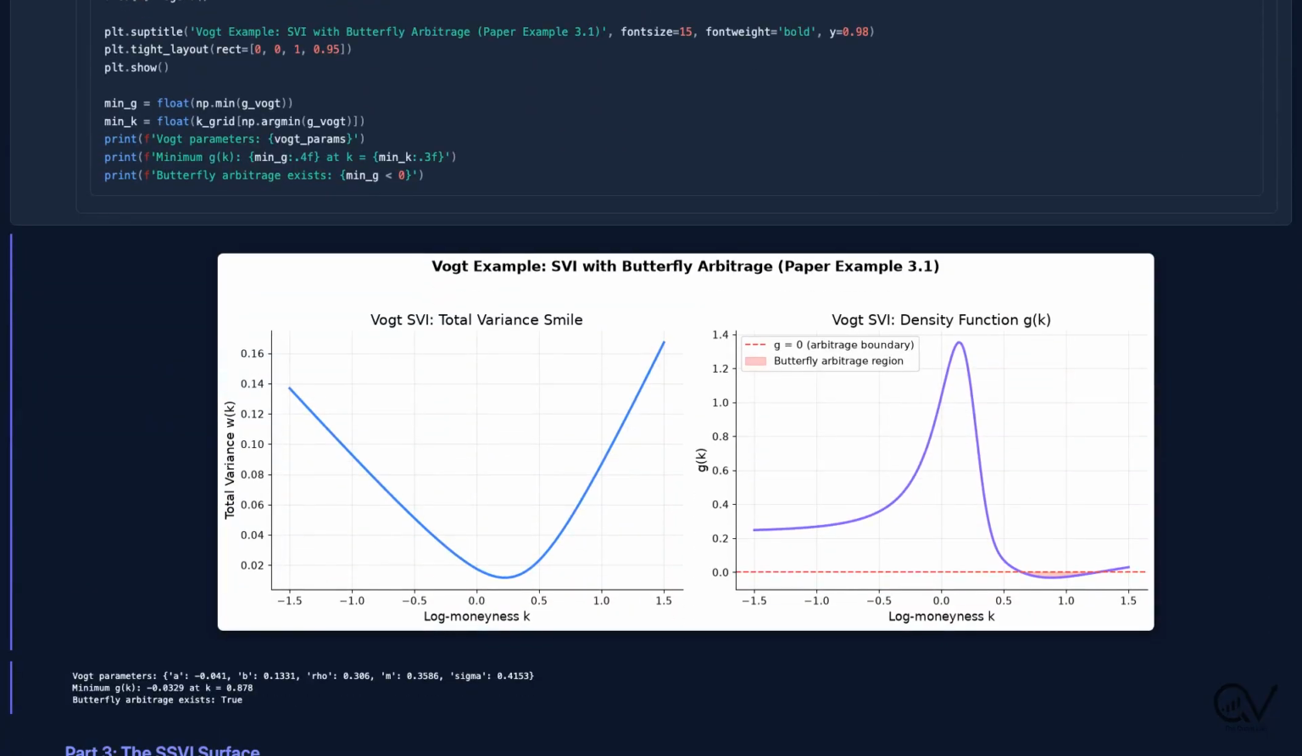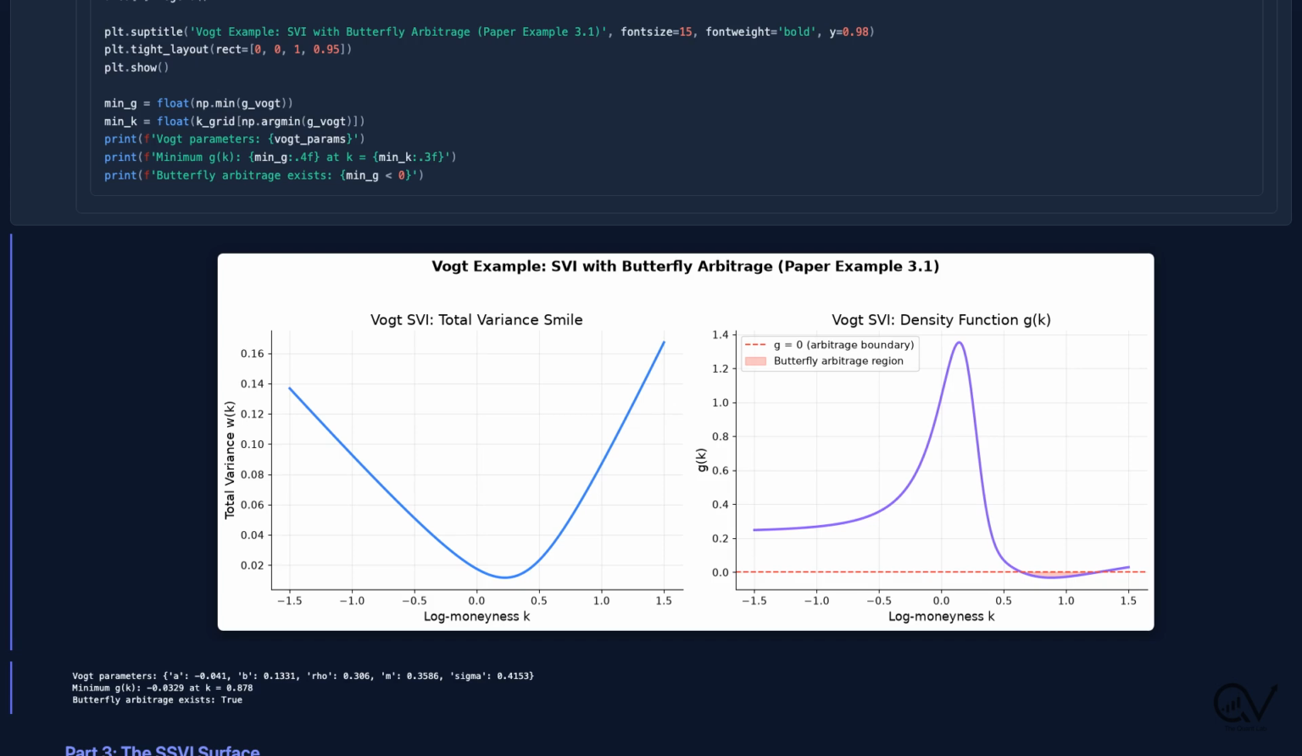Here we reproduce the exact Vogt example from the paper, a real SVI parameterization found by Axel Vogt on wilmot.com that violates butterfly arbitrage. The left panel shows the total variance smile, which looks perfectly reasonable, a smooth, positively skewed smile. But the right panel reveals the problem. The g function goes significantly negative near k equals 0.5. That red shaded region is where the risk-neutral density turns negative, an outright impossibility.